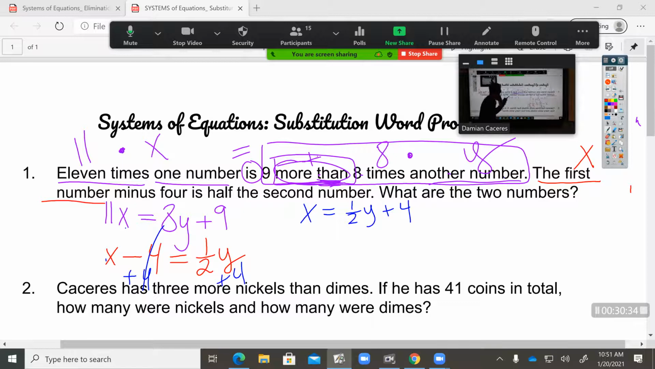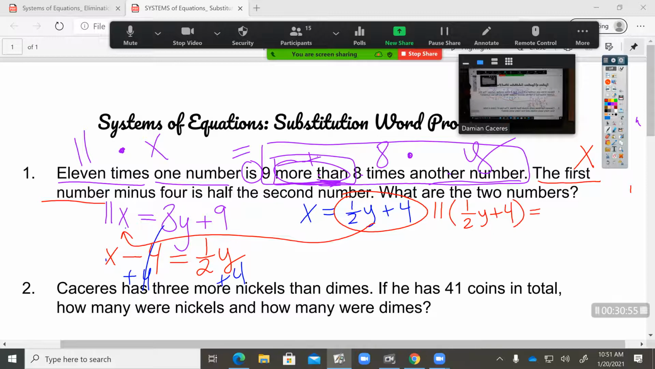Because x is by itself here, we can plug in 1/2 y plus 4 wherever the x is in the other equation, which is right there on the 11. So let's set it up. 11 times, instead of x, you're going to put 1/2 y plus 4 equals 8y plus 9.